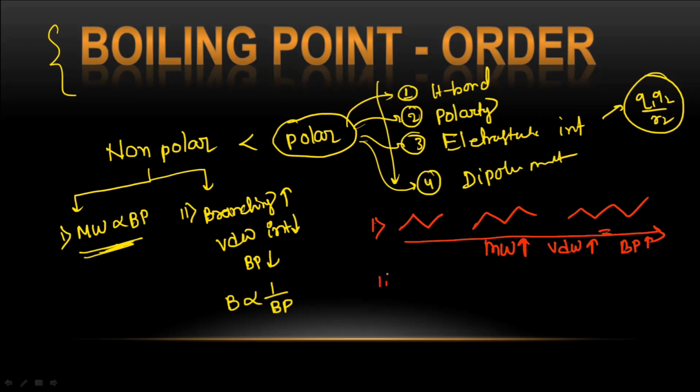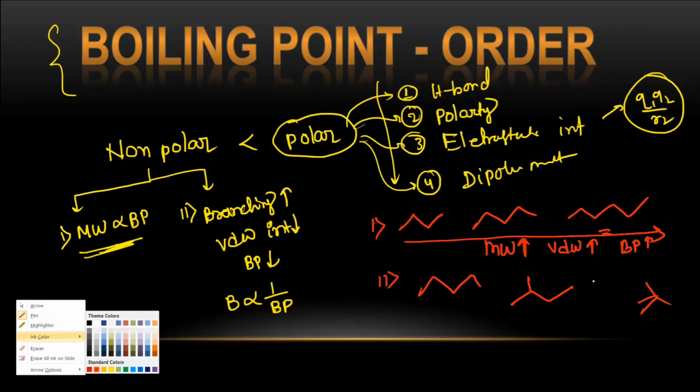Second example, let's say pentane, isopentane, neopentane. Now here, these are all again non-polar, and the molecular weight is also the same. Then we have to go to the second point. This is branching. Here, the first one has no branching. The second one has one branching. The third one has two branching.